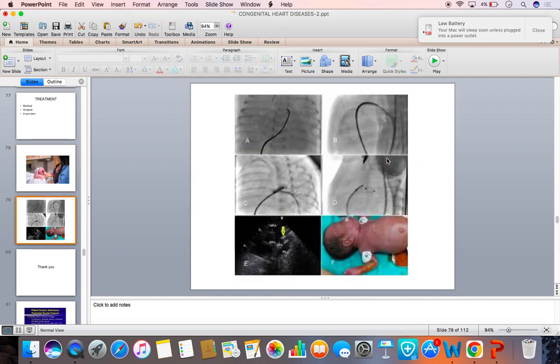And look at this particular picture showing the transcatheter closure of the patent ductus arteriosus in newborns.